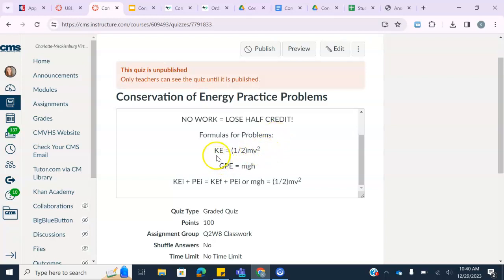So we've got our kinetic energy, which is 1/2 times mass times velocity squared. And then we have our gravitational potential energy, which is equal to our mass times gravity times height. Remember, the gravity on Earth is 9.8 meters per second squared.